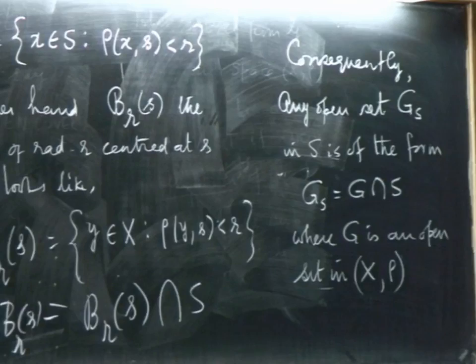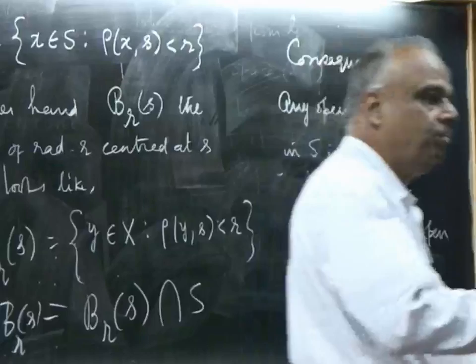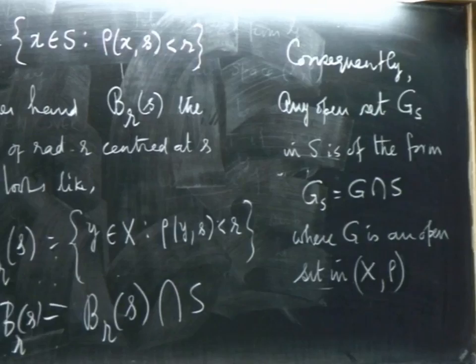So you have a big universe. Whenever you want some topological idea in the smaller universe, take the corresponding idea in the big universe and intersect it with S, and you get that. Now, anyway, I will erase this.